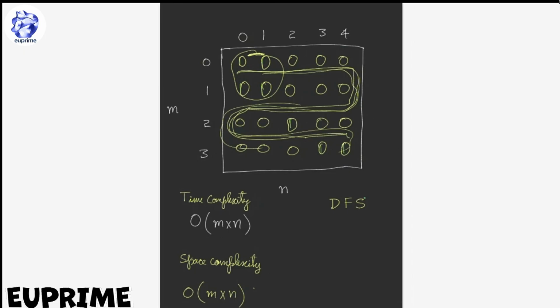The idea being, every time you encounter an island, you do a DFS of your nearby neighbors, and while you do that, you turn them into zero, to ensure that you don't get stuck in an infinite loop between two of the islands. And the space complexity is O of m cross n.